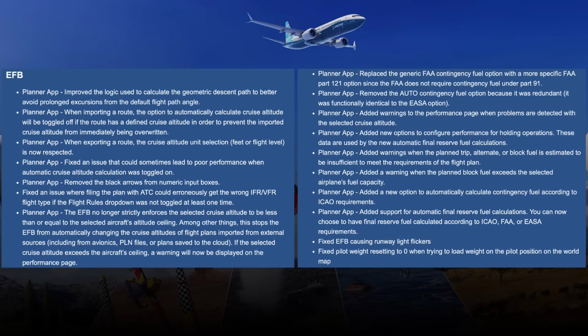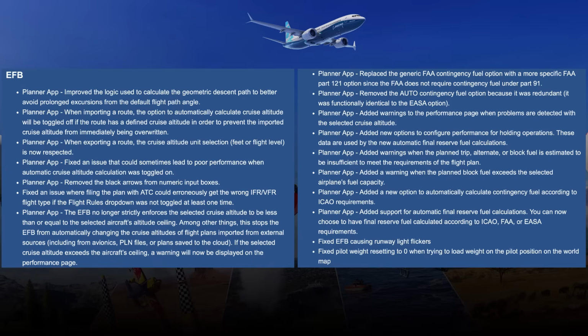Planner app: improve the logic used to calculate the geometric descent path to better avoid prolonged excursions from the default flight path angle. When importing a route, the option to automatically calculate cruise altitude will be toggled off if the route has a defined cruise altitude, in order to prevent the imported cruise altitude from immediately being overwritten. When exporting a route, the cruise altitude unit selection, feet or flight level, is now respected.